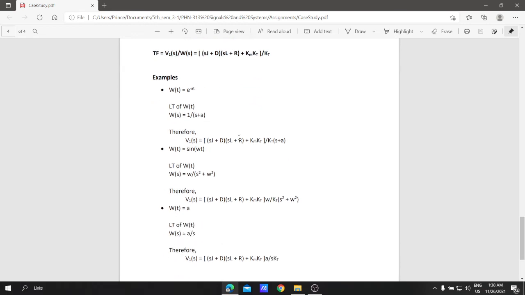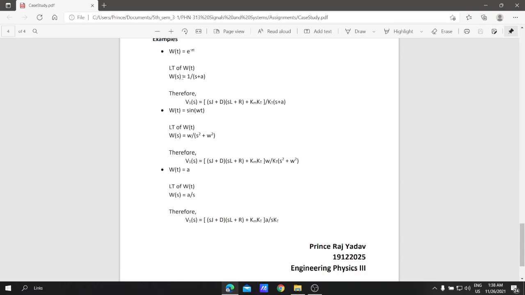Now I have taken some examples of shaft speed. At first I have taken the shaft speed as an exponential function, e to the power minus a t. The Laplace transform of this shaft speed will be 1 by s plus a. Therefore the required voltage would look like this.